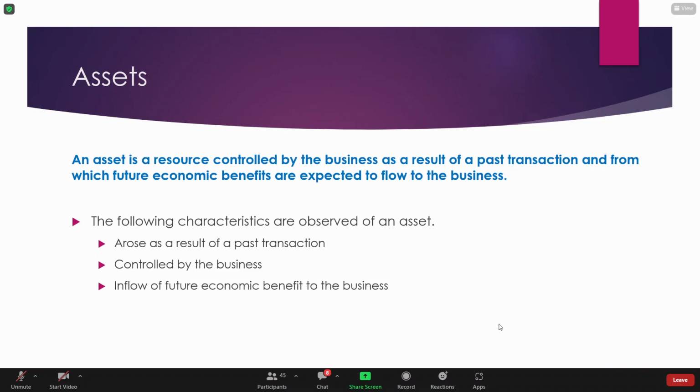Computer, yes, it's part of our business. Tables and chairs, yes, we own tables and chairs. Land, if not a rented one, yes, it's our own. If we have rented the building, the land obviously does not belong to us. Cash and bank, yes, it's our bank account, it's our cash, so they belong to us. So just apply that. The resource is controlled by the business as a result of a past transaction. Now, the oven we have purchased, so that belongs to us.